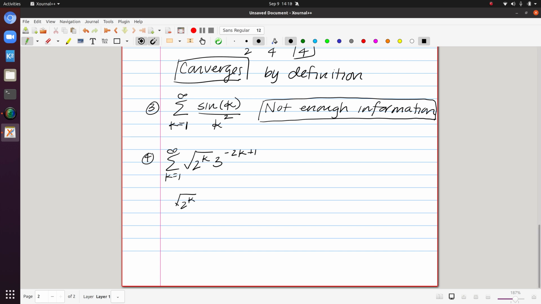So we have square root of 2 to the k times 3 to the minus 2k plus 1. So square root of 2 to the k, that's the same thing as the square root of 2 raised to the k. And if that's not clear, remember that you could think of that as 2 to the k to the 1/2. And you can multiply those exponents and then separate them in a different order. So that's kind of the justification for why I can write that as square root of 2 raised to the k. And then I have times 3 to the minus 2k times 3 to the first power.